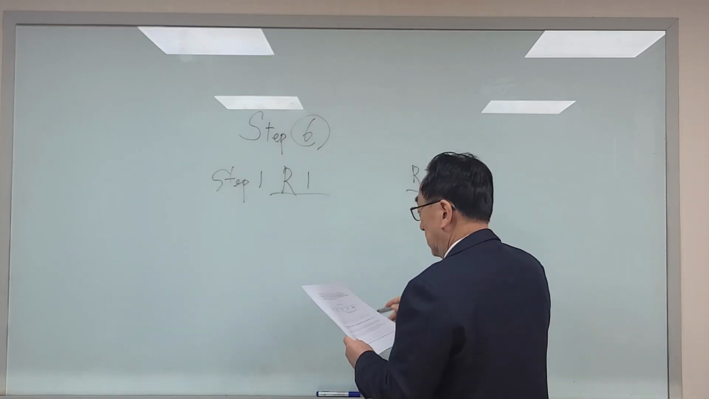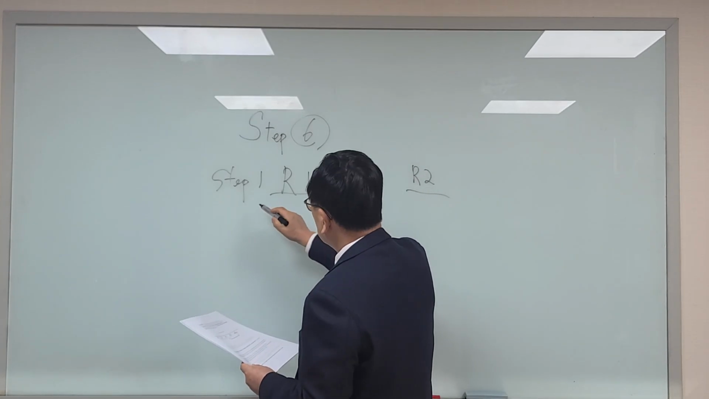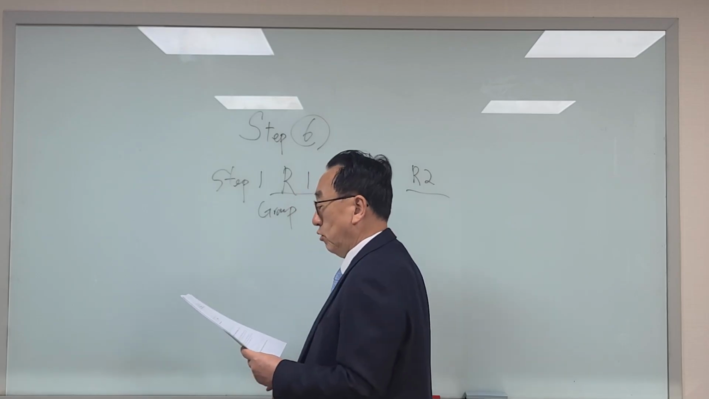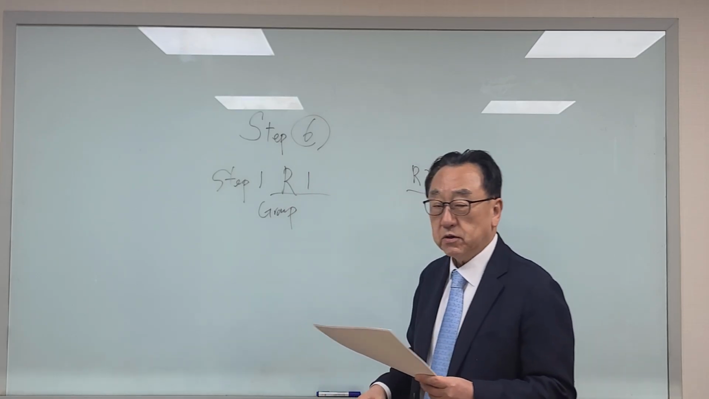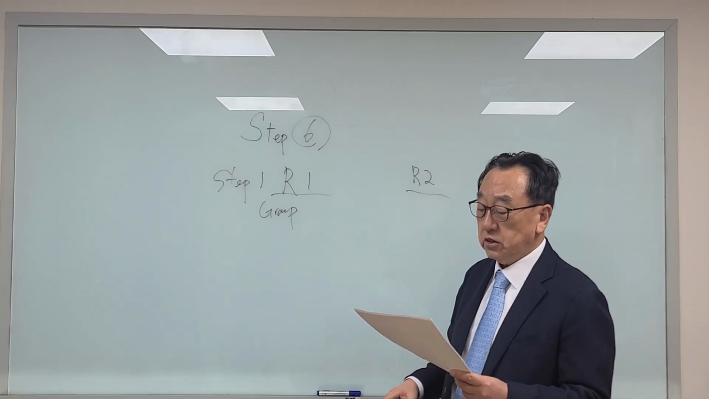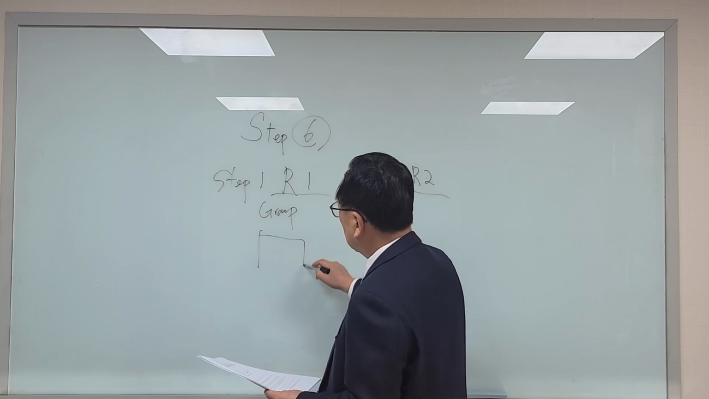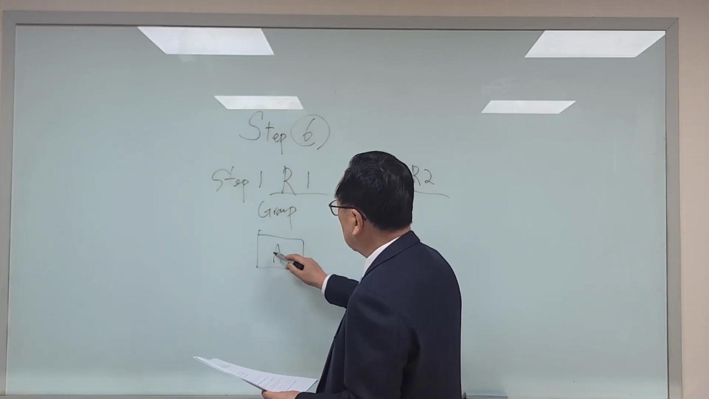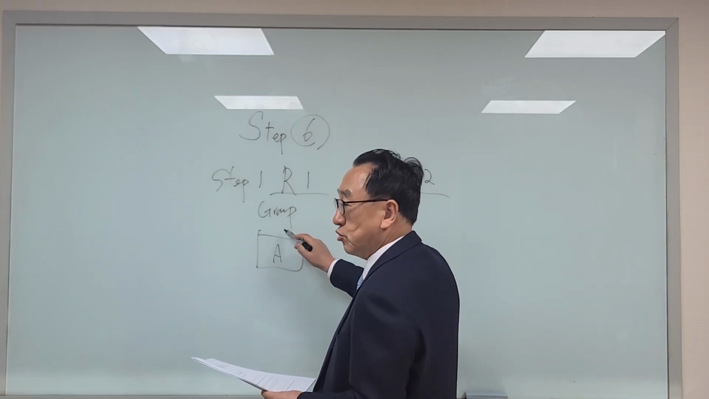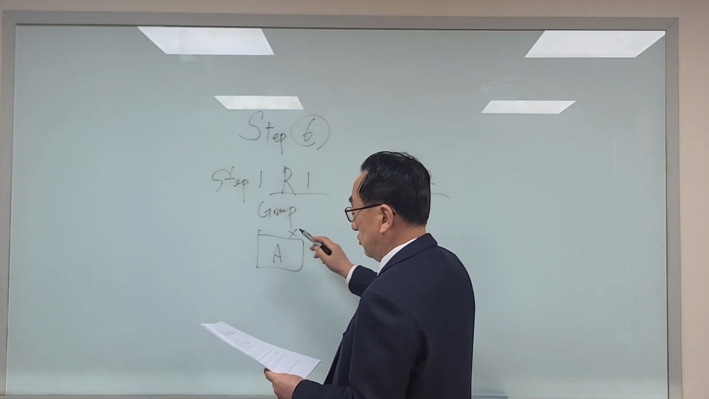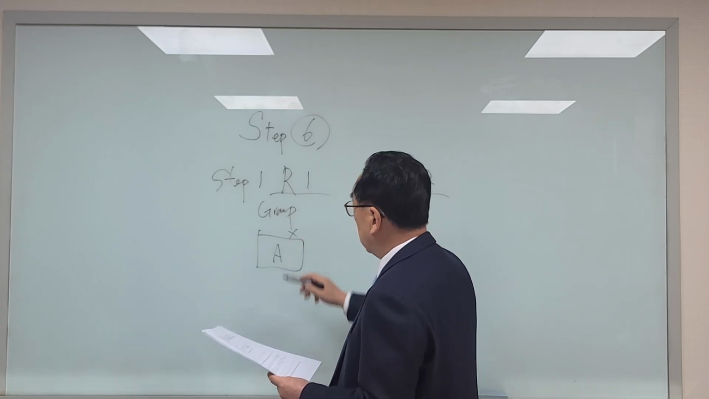Requirement 1 is that it should be a group. This means that the group must have one or more enterprises or permanent establishments located in at least one foreign jurisdiction. So if a company has only one country, company A, this cannot constitute a group. So the global minimum tax will not be applied to this kind of company.